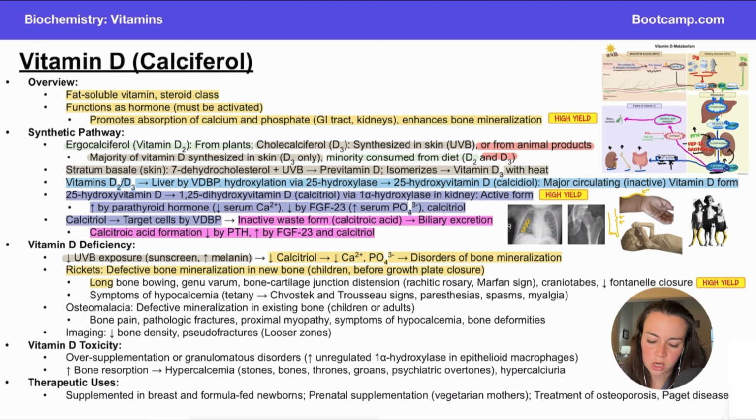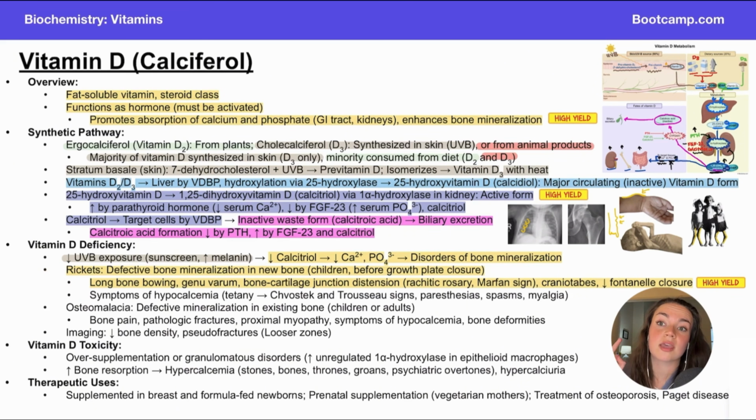So we talked about the long bone bowing, the genu varum, the bone cartilage junction distension, like the rachitic rosary, and the Marfan sign. Other things you can see include craniotabes, which is a softening of the frontal skull. They say when you press on the front of the skull of an infant who has craniotabes, it feels like depressing a ping pong ball, which is pretty vivid imagery. And then you can also see delayed fontanelle closure. All of these are very high yield for rickets.